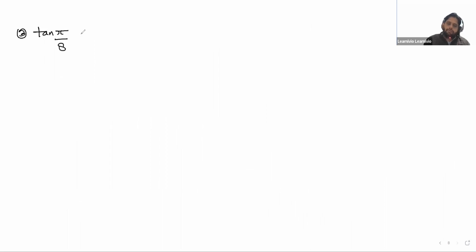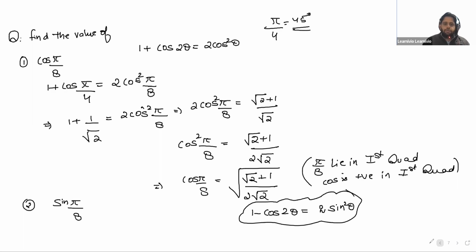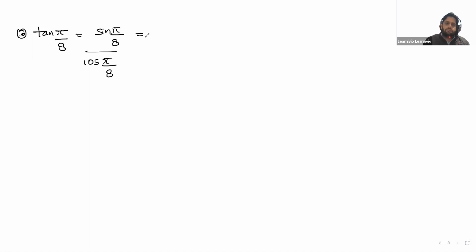So how can you do this? Tan pi by 8, you can just put the value sin pi by 8 by cos pi by 8. We have this formula: tan is sin by cos. So just put this formula. Finally you will get under root 2 minus 1 by under root 2 plus 1. Finally, if you wish, you can rationalize it.